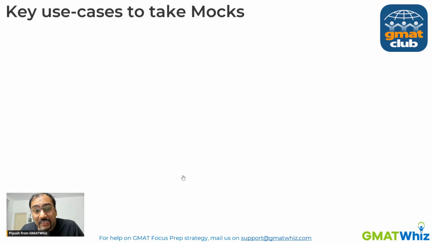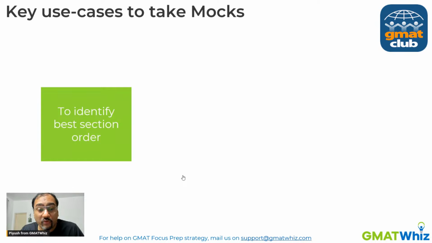So the key use cases to take a mock are, first and foremost, one of the important reasons is to identify the best section order, right? So there are 3 sections in GMAT: quant, verbal, DI. And there are 6 possible orders in which you can take the test. Now, which of the 6 orders works best for you?